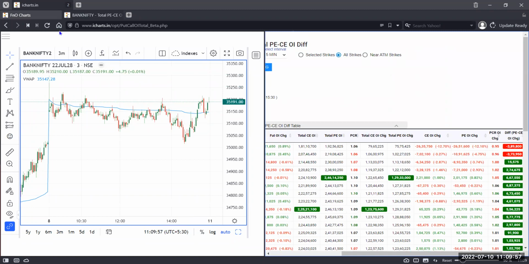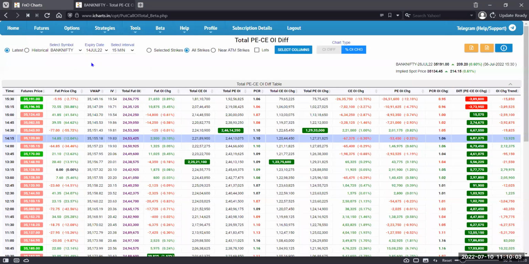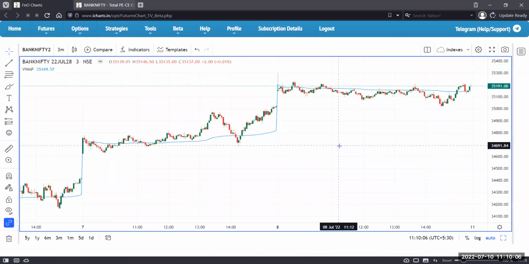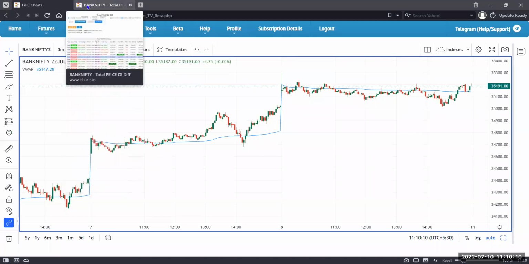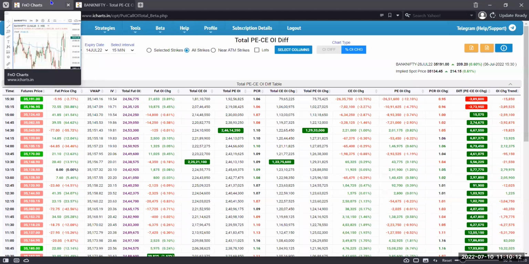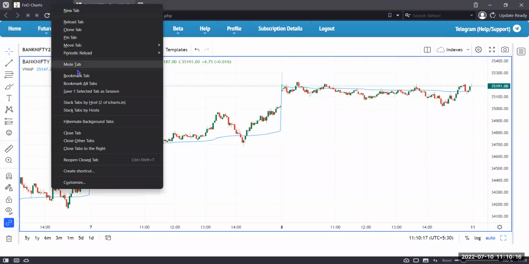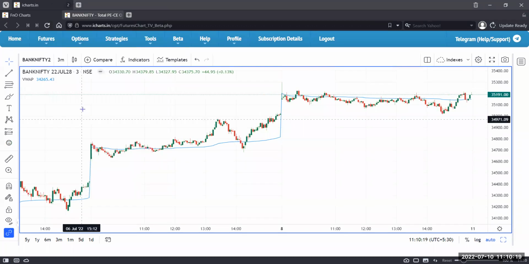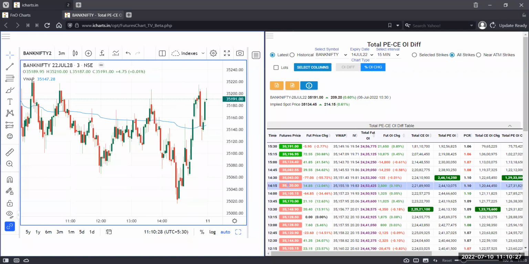So here's what I've done. This is a Vivaldi browser. So let me unstack this. Basically, in Vivaldi browser, I've opened two tabs. Once you open two tabs, this is one tab, this is one tab. Then you can right click on a tab and just say stack tabs by host. And once they are stacked here, I right click and say tiles tab stack. So this is how I get it.